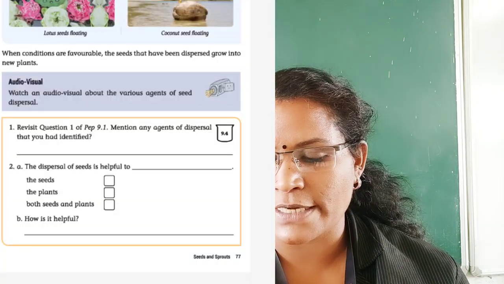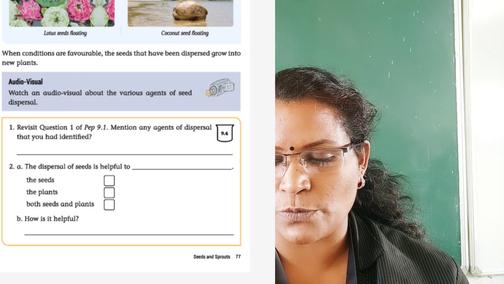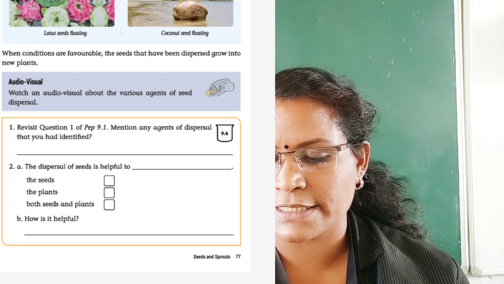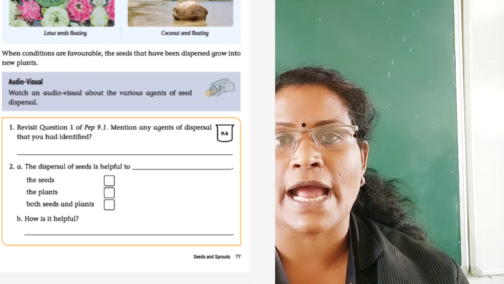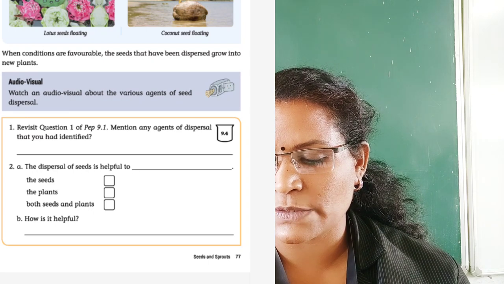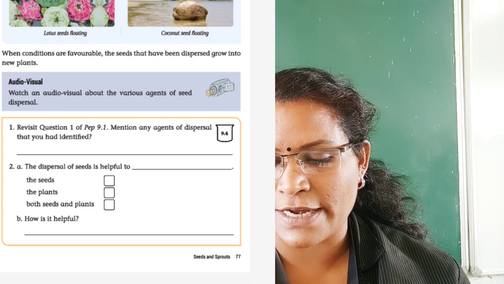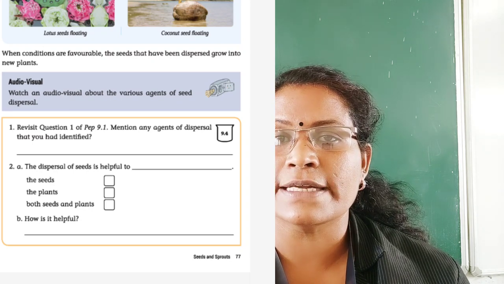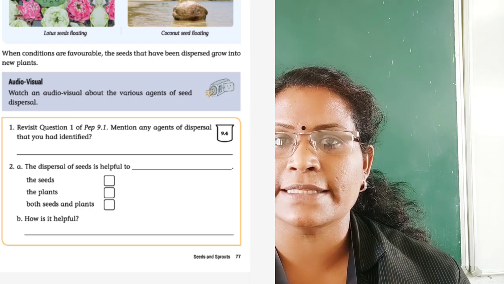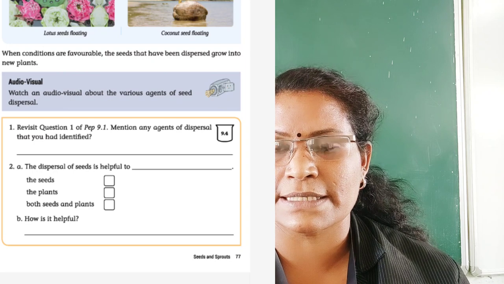Revisit question 1 of PEP 9.1. Mention any agents of dispersal that you had identified. So the first question, what you can answer? Yes, you can identify it as agents of dispersal. So you can write there, agent of dispersal.